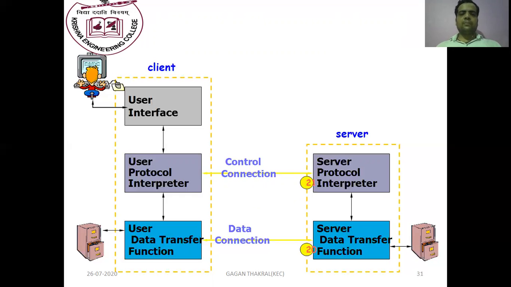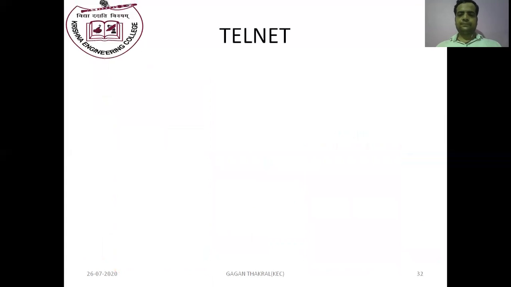In this diagram it is very clear: user interface, user protocol interpreter, user data transfer function. One port number is used to establish the connection between different operating systems or different systems, and another port is used to transfer data between machines. So this problem is resolved by the FTP protocol by using two different port numbers. FTP is the only protocol which uses two port numbers.